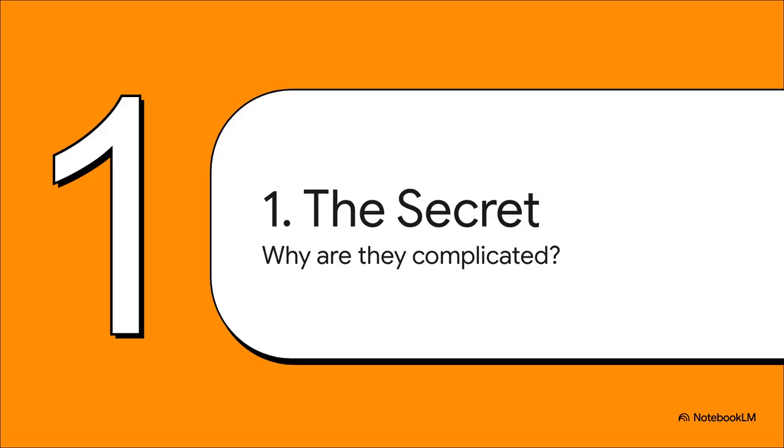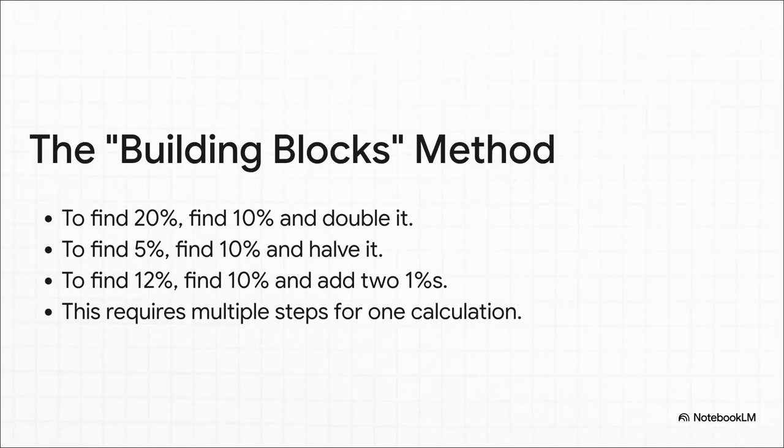All right, Section 1, the secret of percentages. So really, why do they seem so complicated? Well, for most of us, it boils down to the clunky way we were all taught to handle them. Does this whole building blocks thing look familiar? You know, to find 12%, you gotta find 10% first, then find 1%, then double that and add it on. Look, it works, sure, but it's so slow, it's clunky, and it's just asking for a mistake. It turns a simple question into this multi-step nightmare. There is a much better way.